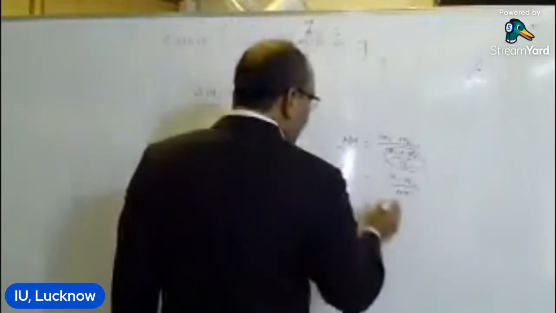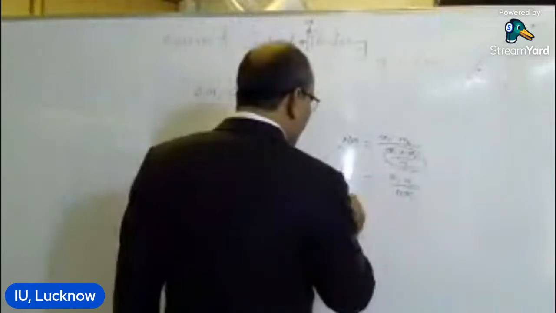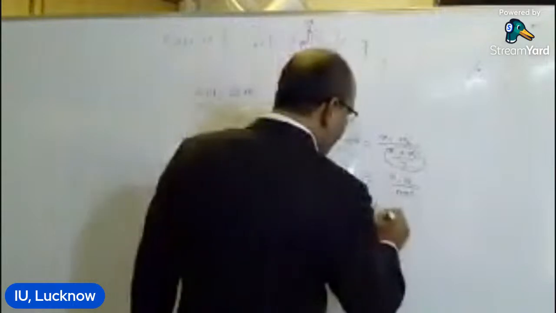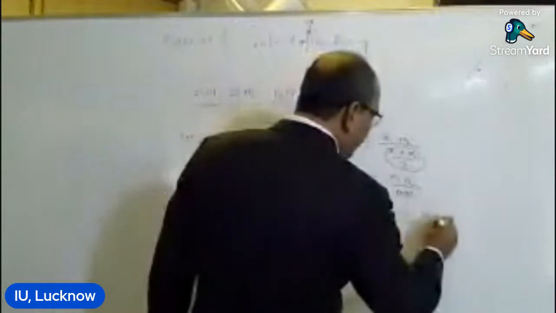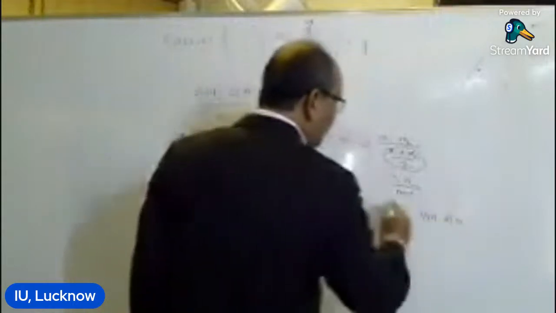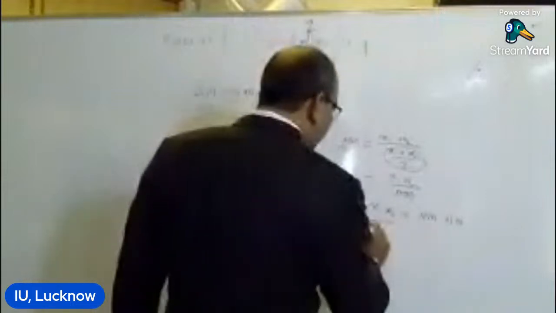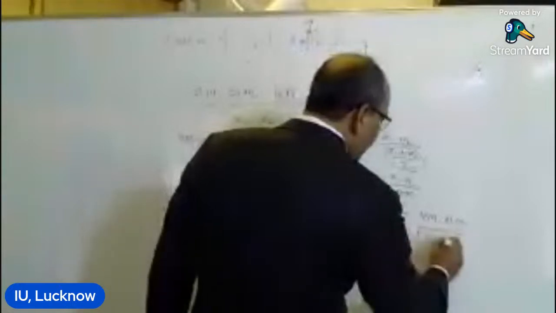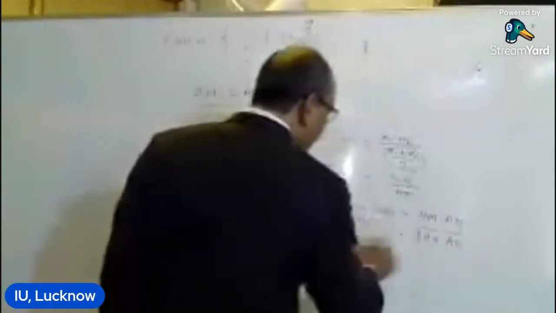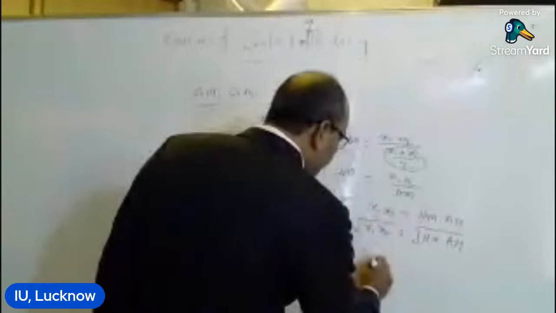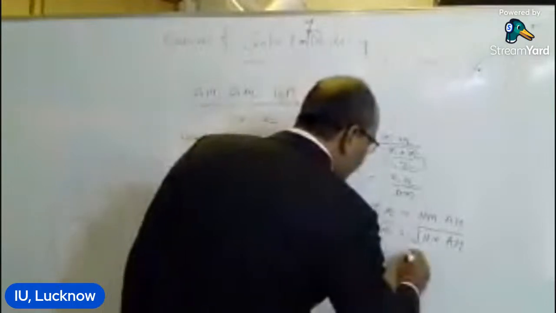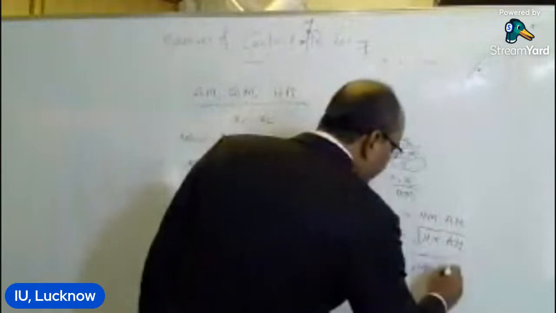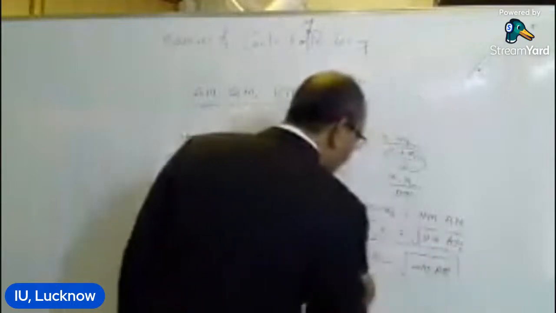So x1 x2 is equal to harmonic mean into arithmetic mean. Taking the square root on both sides, the square root of x1 x2 is the square root of harmonic mean into arithmetic mean. This is nothing but the geometric mean. So the geometric mean is equal to the square root of the harmonic mean multiplied by the arithmetic mean. This is the empirical relation between the geometric mean, harmonic mean, and arithmetic mean.